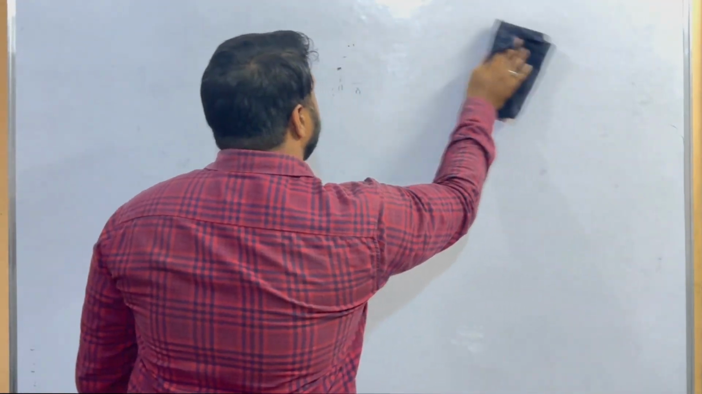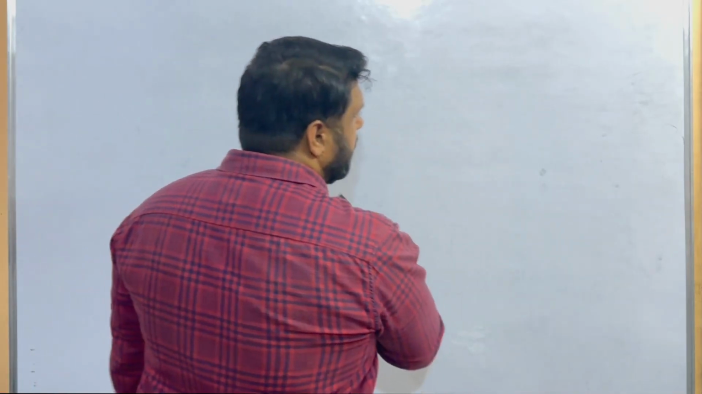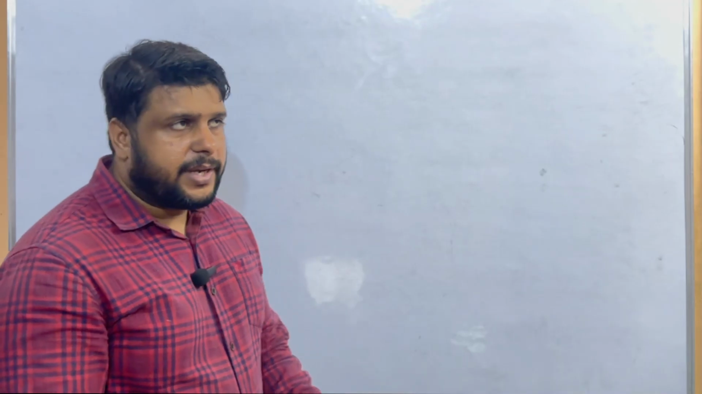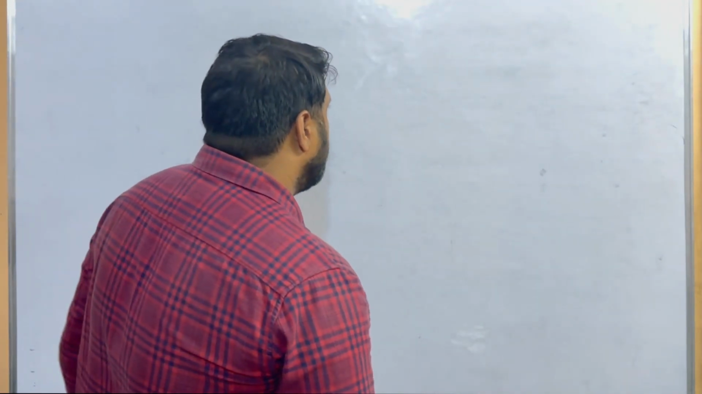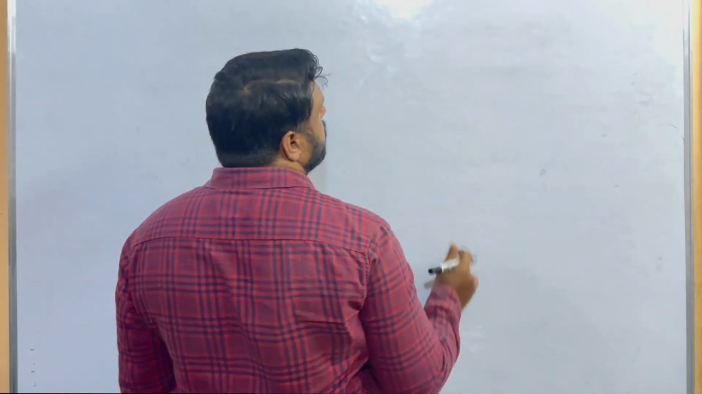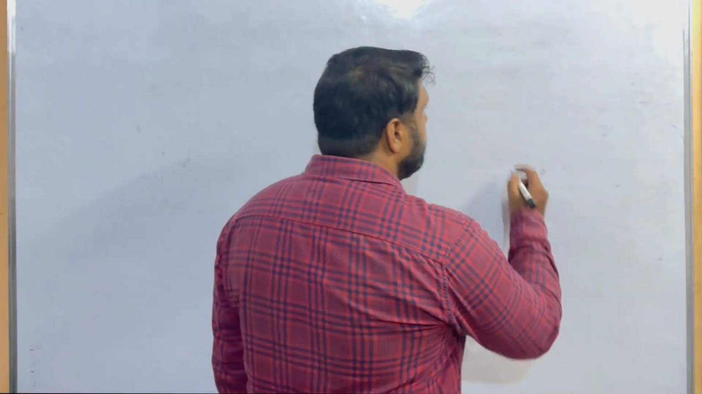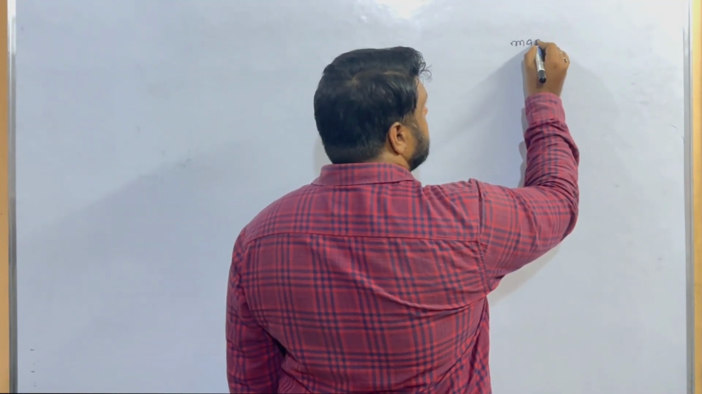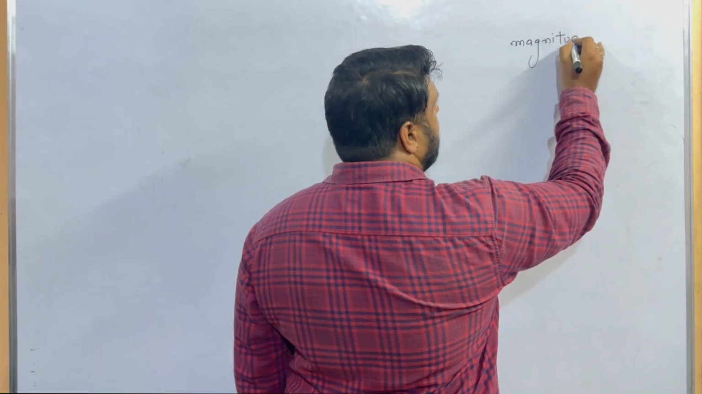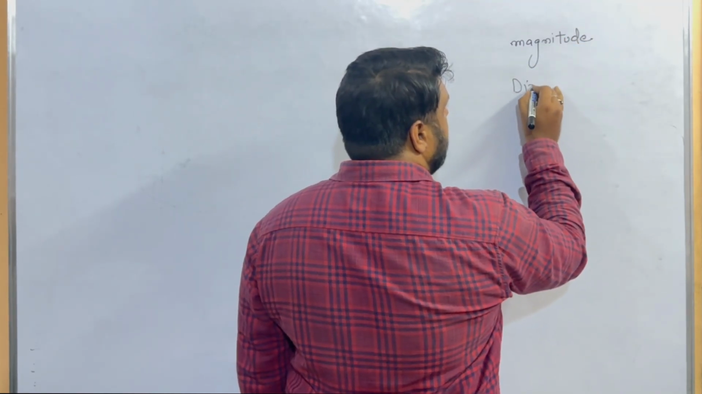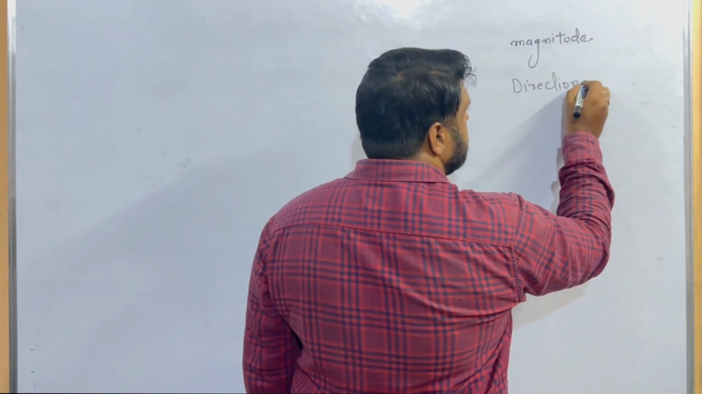Now let's discuss in how many ways we can bring a change in the acceleration. Acceleration is equal to del v by del t, change in velocity. Now is velocity a scalar quantity or a vector quantity? It is a vector quantity. So listen here, vector quantities have magnitude as well as direction.